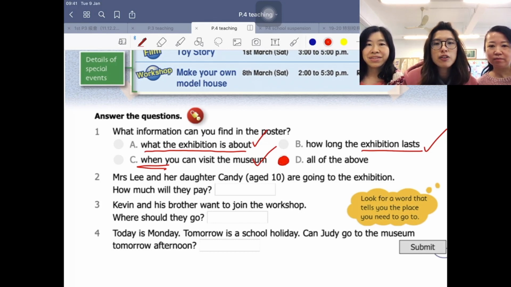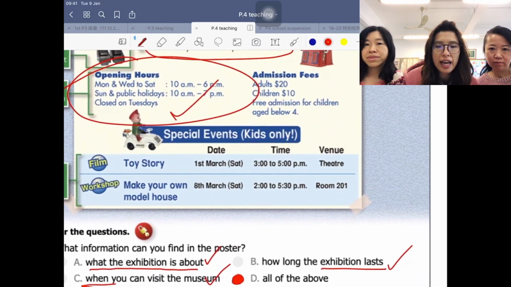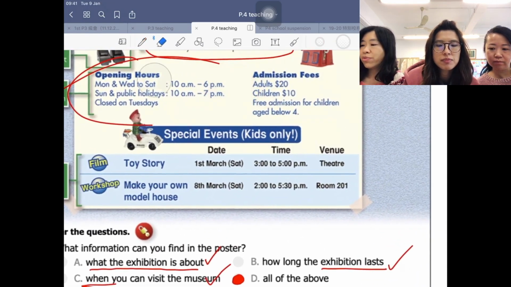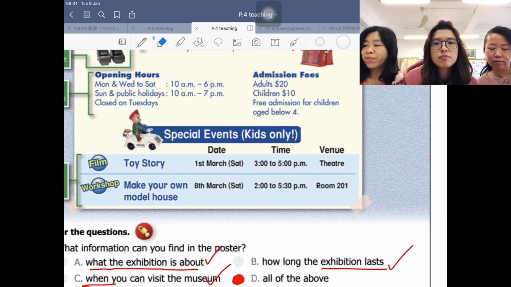All right, let's look at number 2. Mrs. Lee and her daughter Candy, aged 10, are going to the exhibition. How much will they pay? So Mrs. Guan, where should we find the answer? You can get the answer from the admission fees.